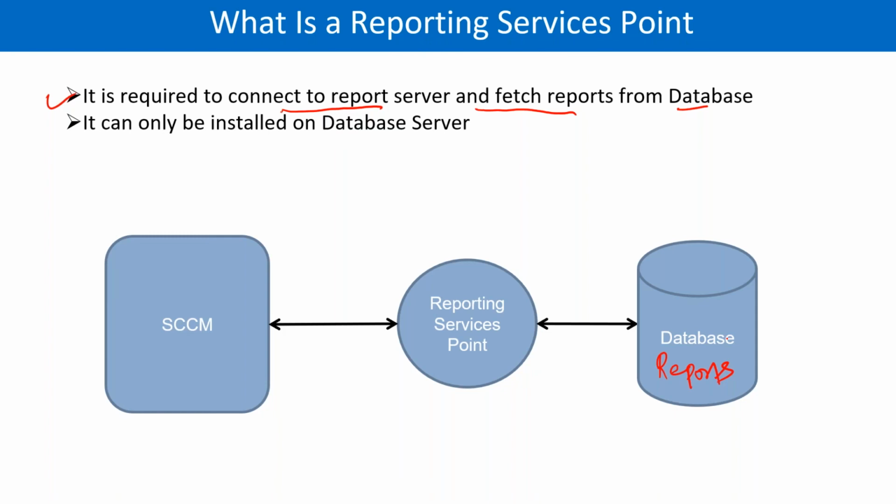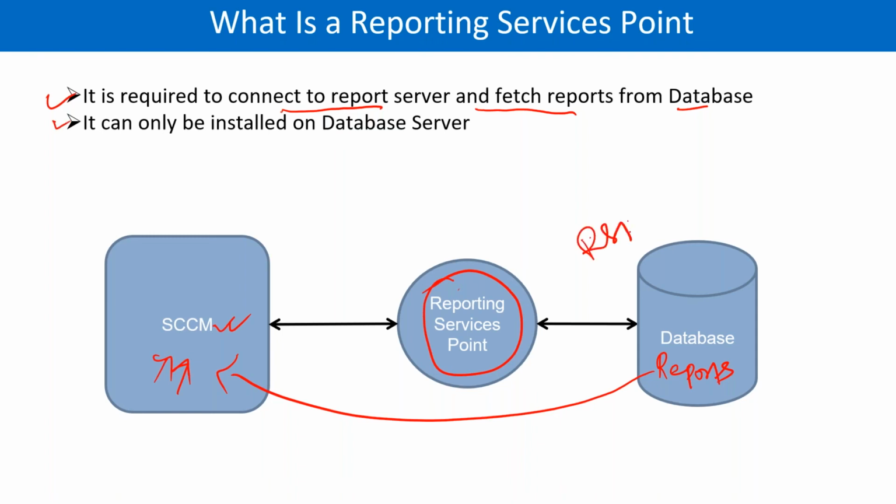There are 471 reports. Now, every time we have to go to the database to access a report. Rather, I don't want to go to the database; I would like to access it from SCCM itself. So we need to install the reporting services point so that the reports get integrated into SCCM, and we can access all the reports from SCCM itself rather than going to the database. Clear? Where will you install it? It can only be installed on the database server. And it is a mandatory role.